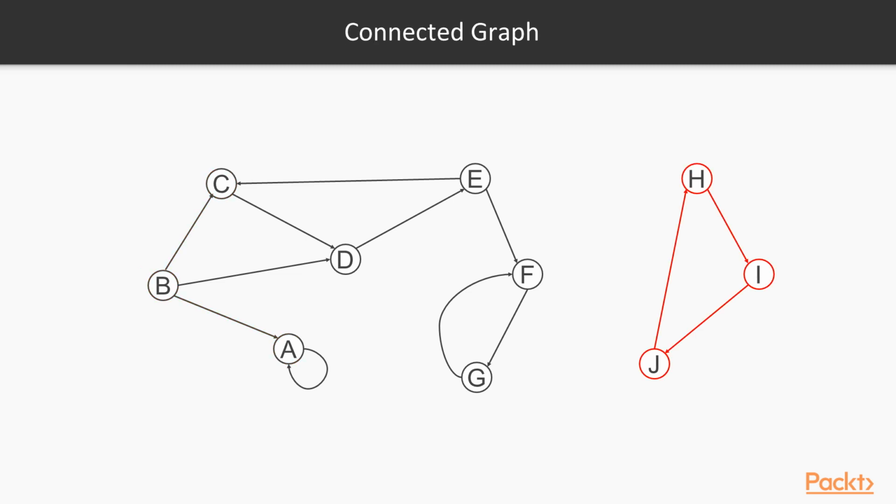Connected graph. A connected graph is a graph in which there exists a path that starts from any arbitrary vertex and ends in any arbitrary but different vertex. The graph in the figure here is not connected, but the subgraph with vertices H, I and J and the edges HI, IJ and JH represent a connected subgraph.